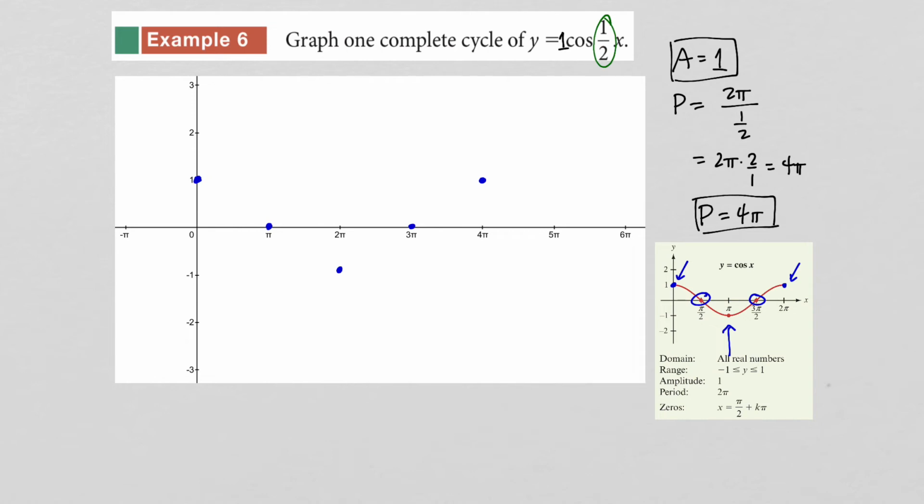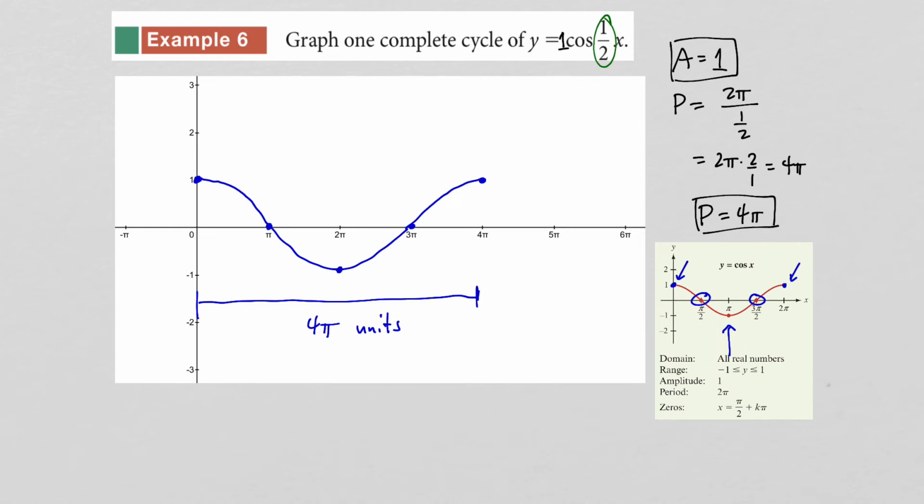So what does this graph look like? Well, it looks like a cosine graph, but you'll notice that it is extended. Now the period doesn't complete itself until you get all the way out to 4 pi. And that's because the period here is 4 pi units.